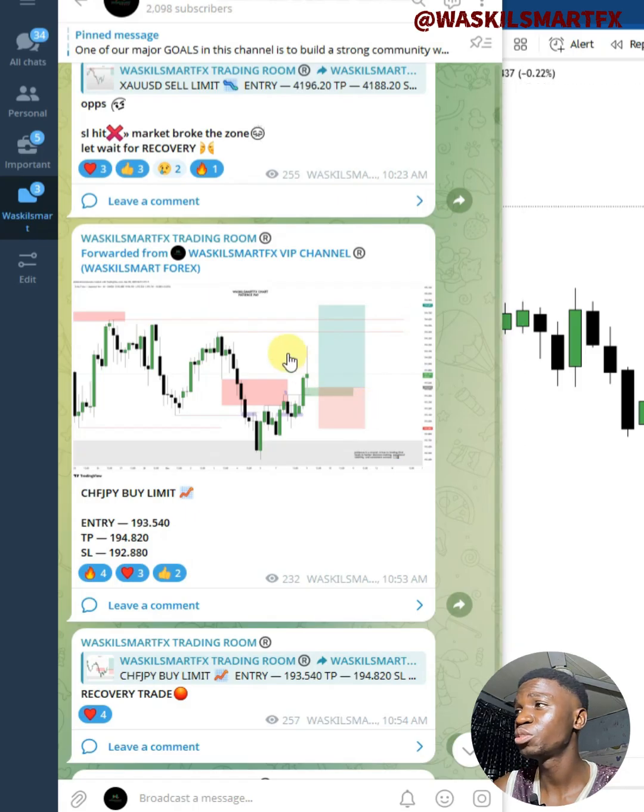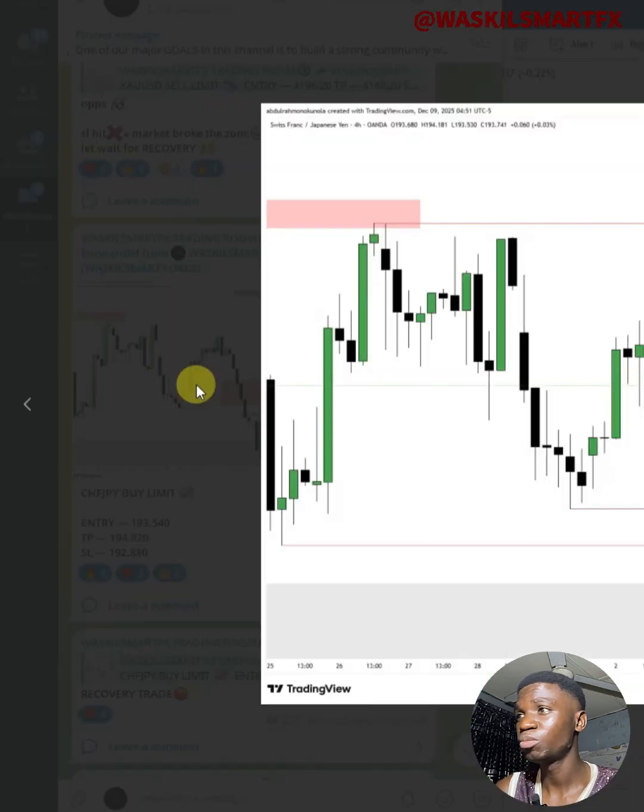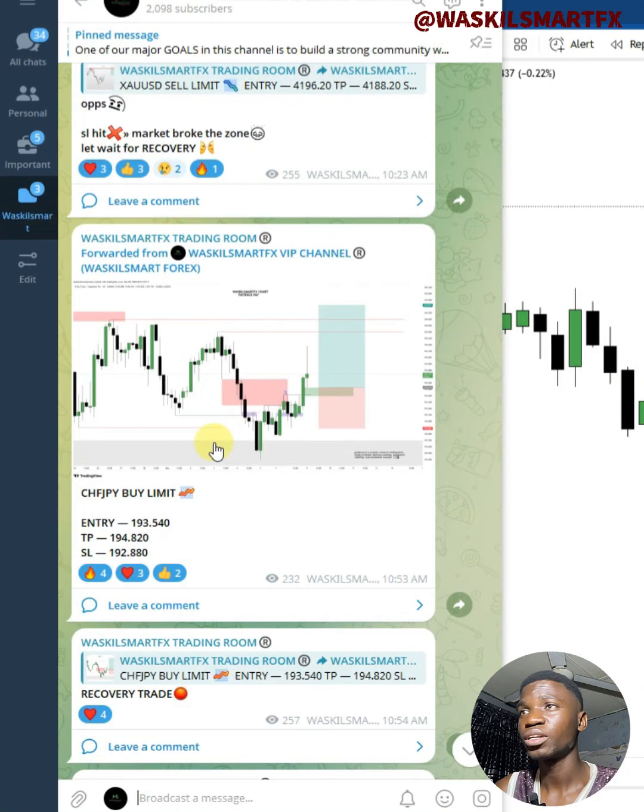So in today's video, we'll be talking about how I was able to take out this Shape Japan trade, this particular trade here. Okay. So this particular Shape Japan trade here, how I was able to take out this trade and what strategy comes together.